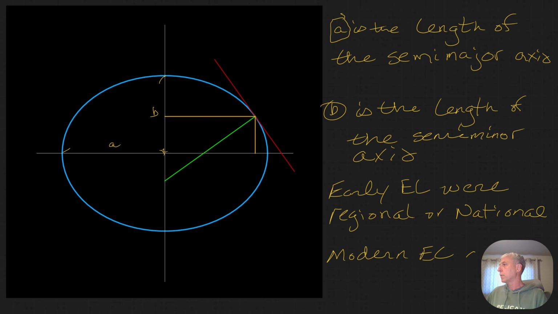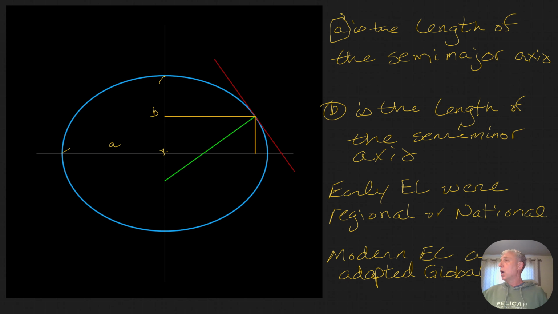ellipsoids are adapted globally, which makes sense with all of the satellite constellations and the interplay between the different nations' constellations, right? So modern ellipsoids are adapted globally. They try to take the shape of the Earth and find the best ellipsoid to fit it.